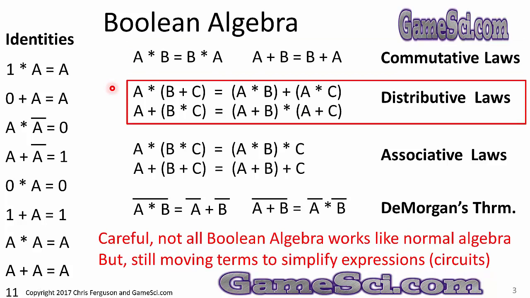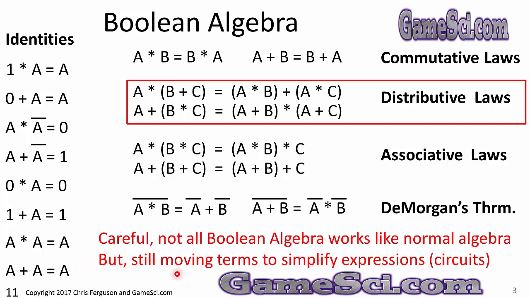This is the distributive laws. A times parentheses B or C is equal to parentheses A and B or parentheses A and C. A or parentheses B and C is equal to parentheses A or B and parentheses A or C. That's the distributive law. Let's be careful. Not all Boolean algebra works exactly like normal algebra, but still, we're moving terms to simplify expressions.